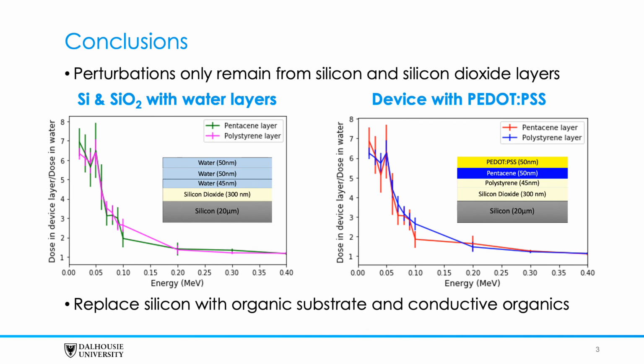If we were to replace these layers with an organic substrate and conductive organics, we'd expect the dose in the low energy region to be significantly reduced and to be more constant over all energies.